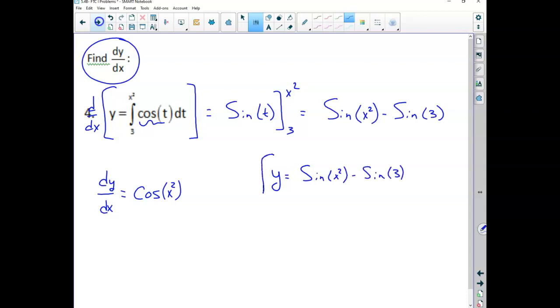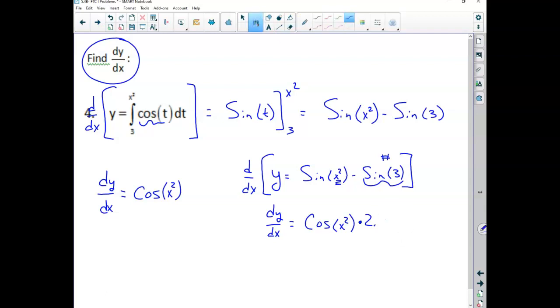Well, what happens if I take my derivative of that? The derivative of y is dy dx. That equals, what's the derivative of sine of something? That's cosine of something times the derivative of my something, minus, ooh, that's just a number. It's gone.